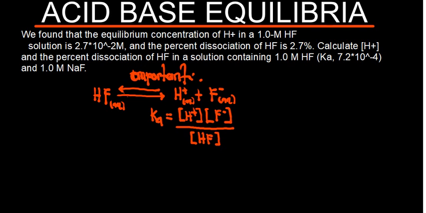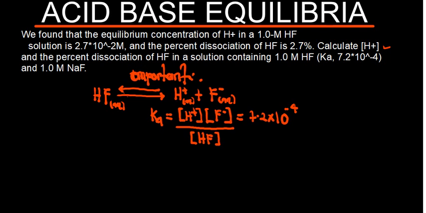Now you should know that the Ka value is the acid dissociation constant, which has been given as 7.2 times 10 to the power negative 4. So that value has been given like that. They are telling us to calculate the concentration of the H plus that is right there.